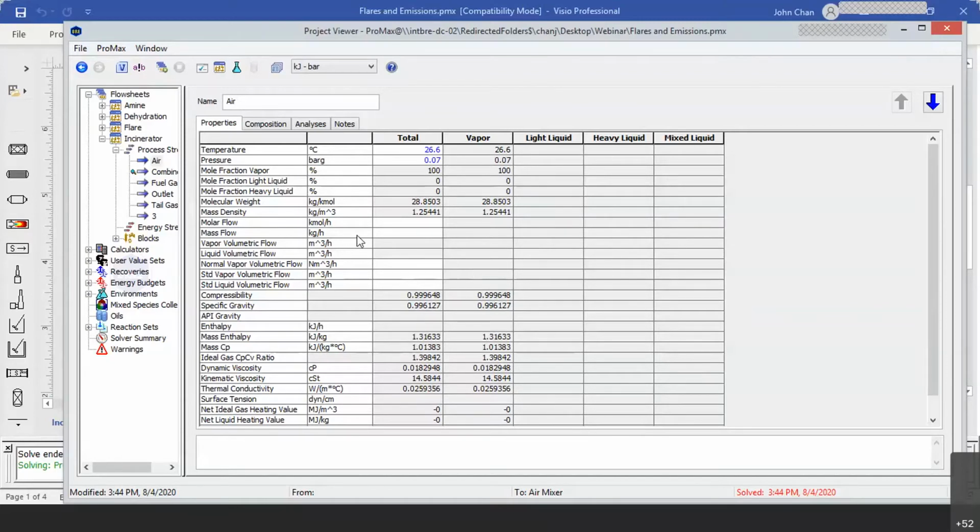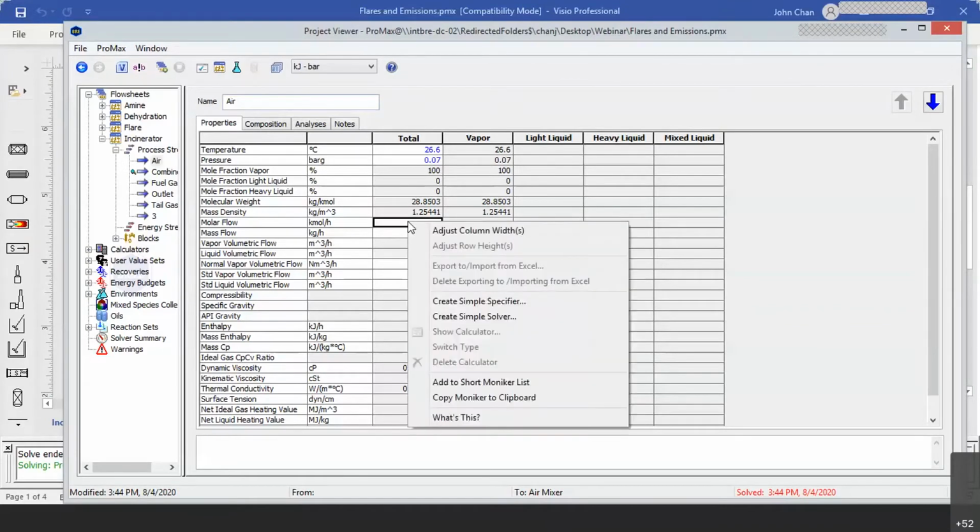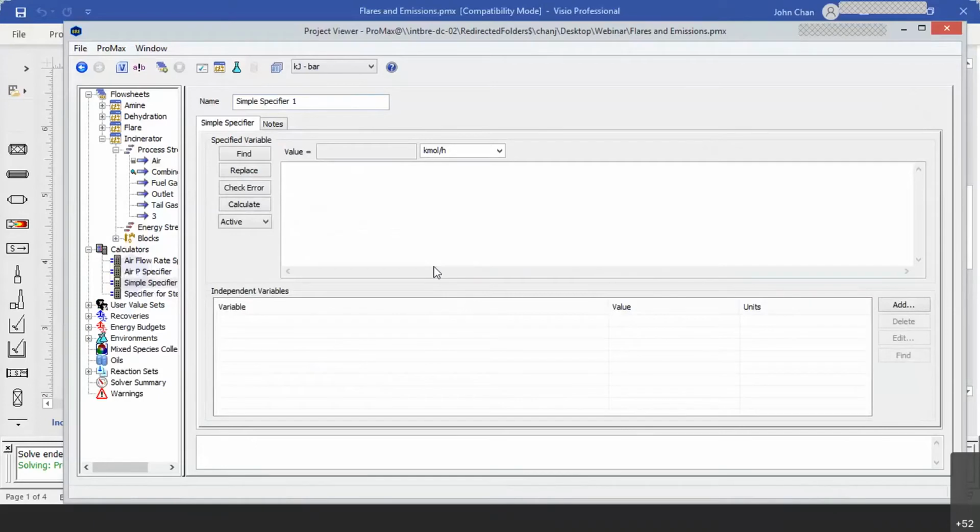What this simple specifier does is calculate one variable that is dependent on another variable. In this situation, my airflow rate is dependent on my required combustion oxygen. In order to create a simple specifier, I would go into this air stream, right click on the flow rate, and select Create Simple Specifier. I can change the name of my specifier here. I'm going to rename it to Airflow Specifier.